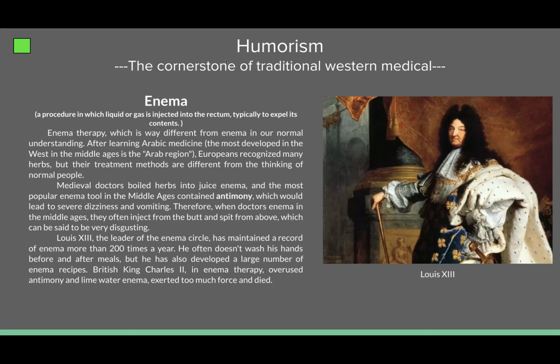Louis XIII, the leader of the enema circle, maintained a record of more than 200 enemas a year, which is terrible. He often didn't wash his hands before and after meals, but he also developed a large number of enema recipes. Like British King Charles II, in enema therapy, he overused antimony and lime water enemas, exerted too much force, and died.